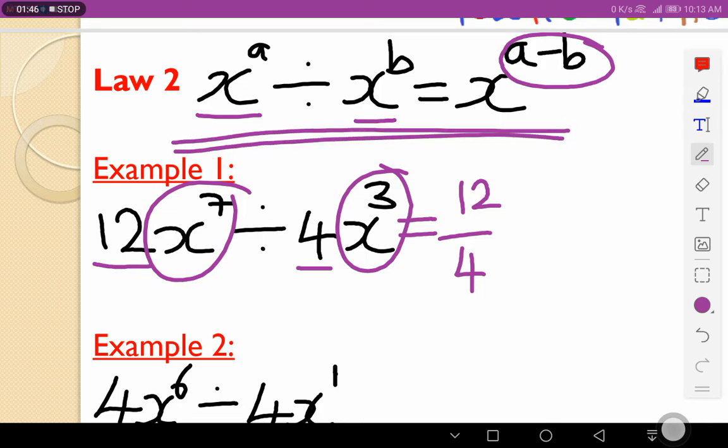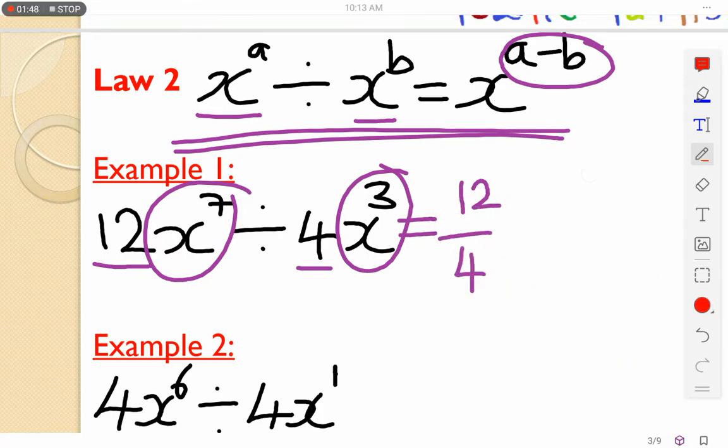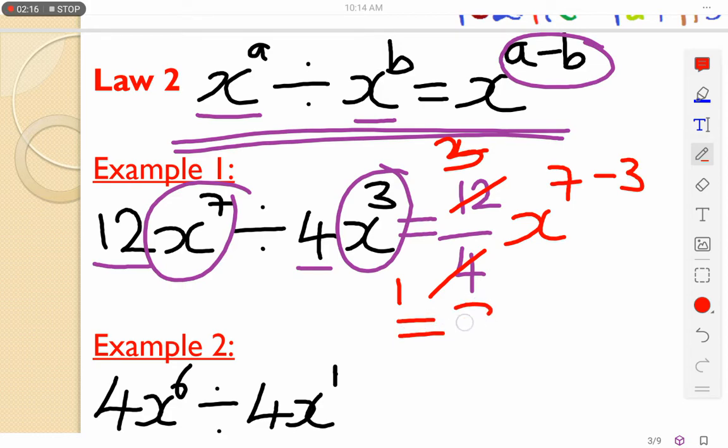Okay, so I'll have x to the power of 7 minus 3, like that. Then 4 into 12, I get a 3. And 7 minus 3, I get a 4. So my result is 3 times x to the power of 4. That's my solution. Let's look at another example.